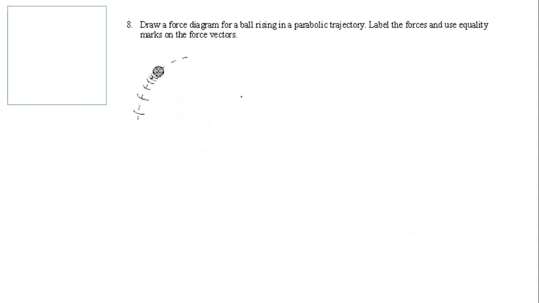Number 8, force diagram for a ball rising in a parabolic trajectory. Label the forces. So at some point someone kicked or threw the ball. When it's rising, even though it's going this way, what do I know? First of all, I know that I need to identify the system. I know there's definitely gravity on ball by Earth.